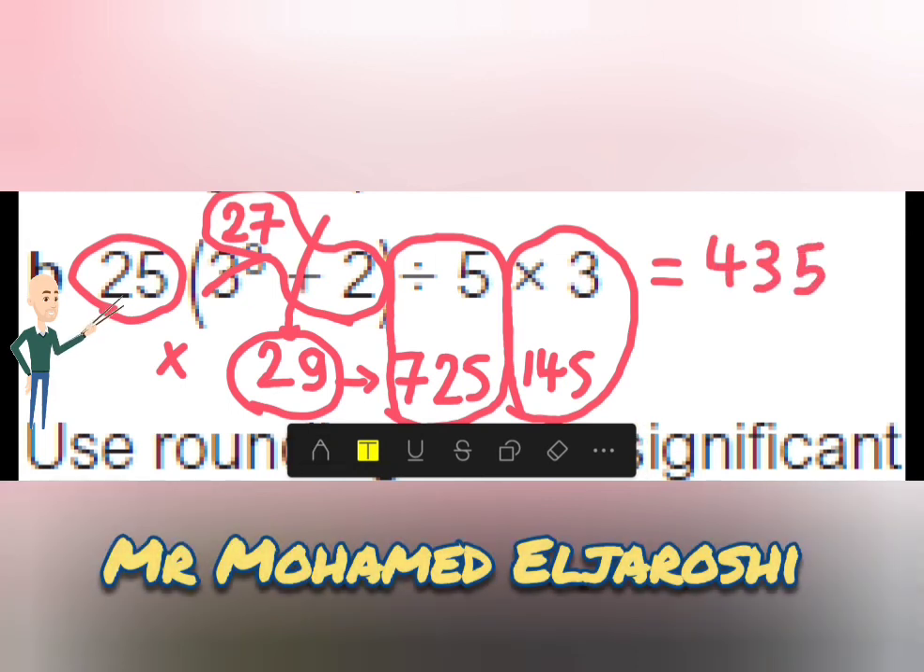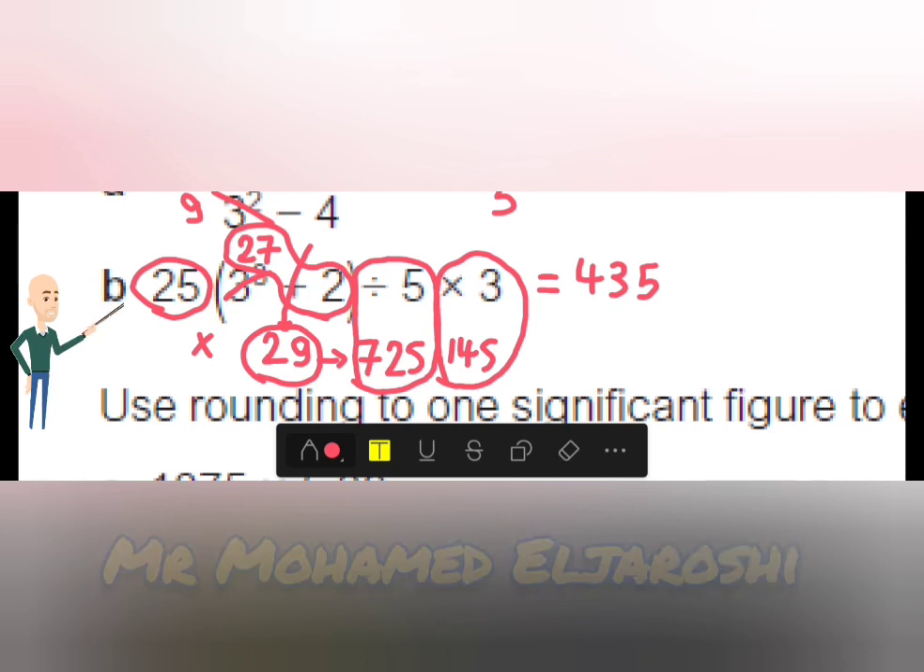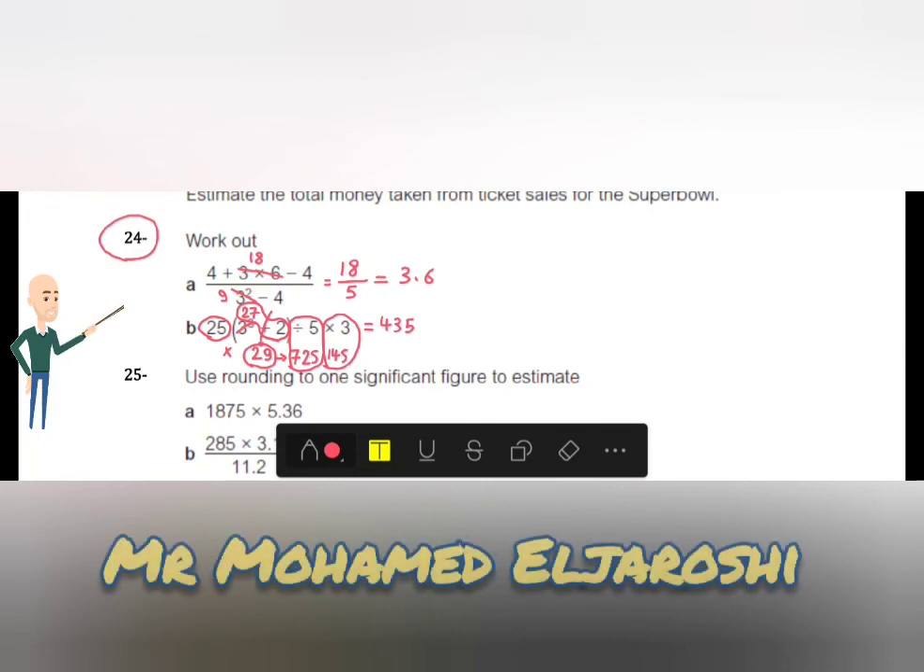So the idea here is order of operations. I just ordered them step by step. First, I did the power, and 3 to the power of 3 is 27, and then 27 plus 2 gave me 29, and then 29 multiplied by 25 gave me 725, and then I divided by 5, it gave me 145, and then I multiplied by 3, it gave me 435. Now, if you use the calculator, it will give you the same answer without any steps. Now, this is how you answer a question like this.